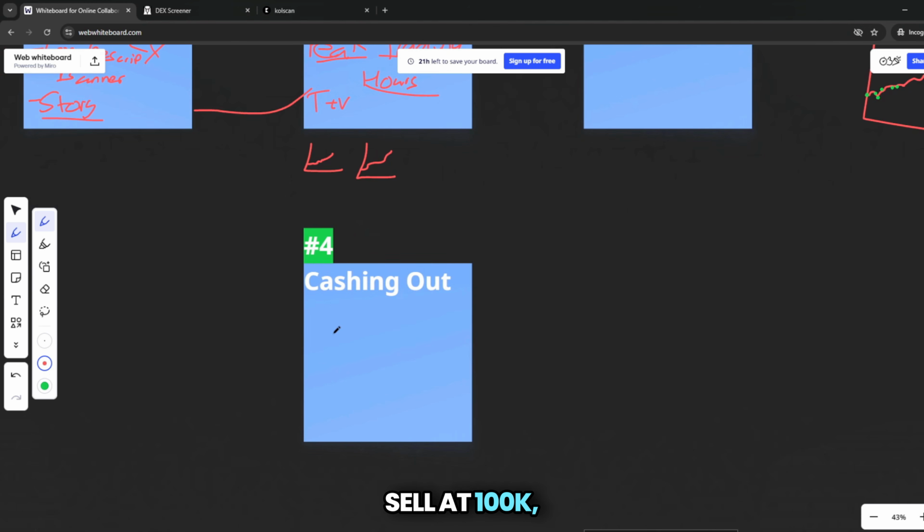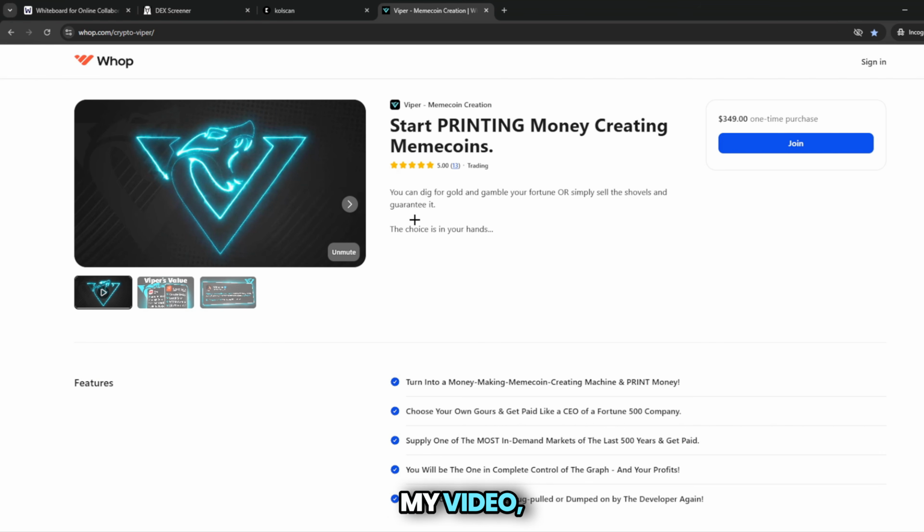Are you going to sell at 100k, just quickly do another project and keep doing this? Or are you going to go for that big score? Go for $1 million in market cap, 2 million, 3 million, and potentially walk away with hundreds of thousands of dollars in profit.